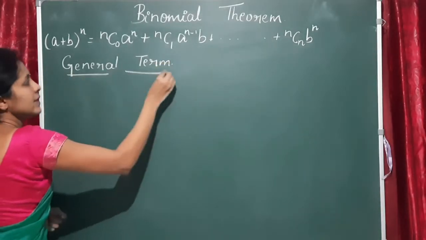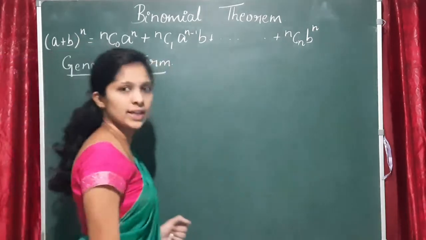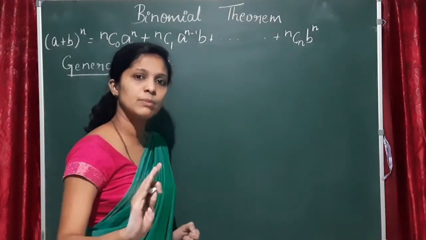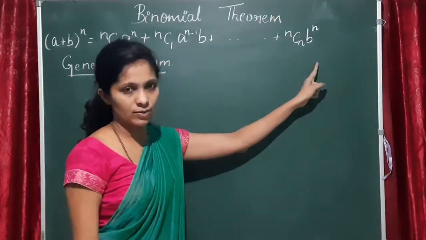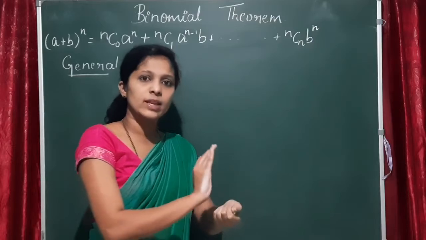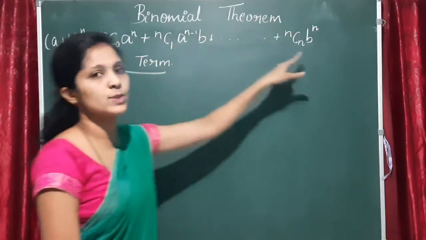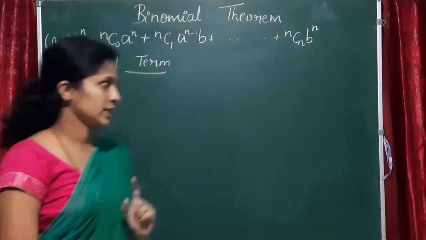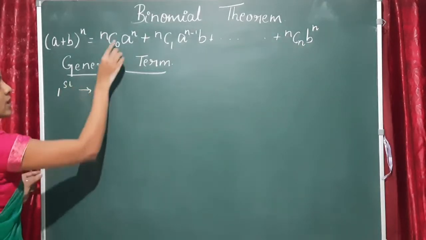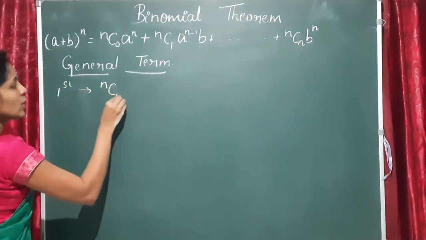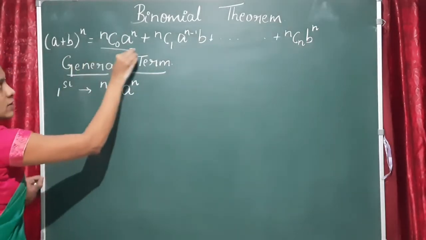Now you can see this n, how many terms should be there? As I told you, for index n the number of terms will be 1 more than that. So n plus 1 terms are there, right? If the index is 4, the number of terms will be 5. So here the index is n, so the number of terms will be n plus 1. Remember. Now the first term, what is the first term? First term you can see here nC0 a to the power n. In the expansion, the first term is this one.